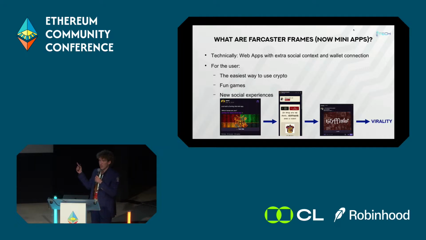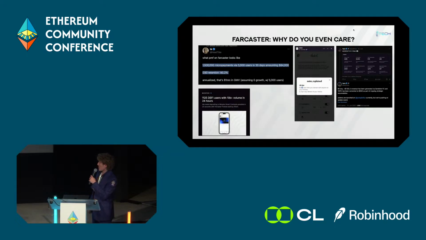Coinbase is building the same feature into their wallet. So for all of you looking for distribution, they have a lot of users. And why do you care outside of just users? Well, with Morpho, we were able to drive $10,000 in deposits in the first 24 hours. Then other people have been able to do 1.5 million microtransactions with just 5,000 users. So you don't need to get hundreds of thousands of users, depending on what you do.